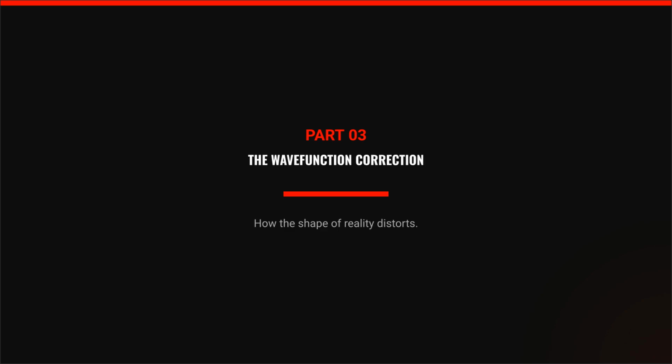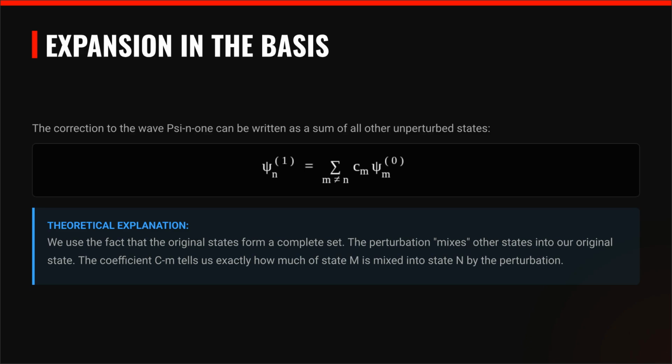We now begin part 03, the wave function correction. We explore how the shape of the quantum state itself is distorted by the perturbation. The correction to the wave function, psi n1, can be expanded as a sum of all other unperturbed states. The coefficients Cm tell us exactly how much of each state is mixed into our original state by the perturbation.